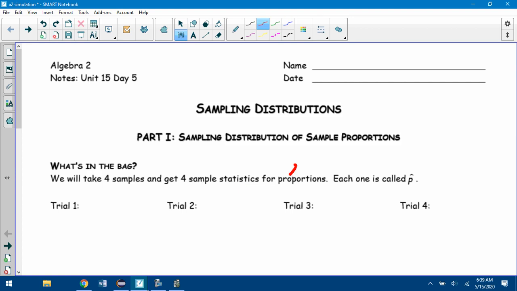Now when I say proportions, we're going to look at when I pick out these chips, the number of what I want over the total number drawn. So for example, if I am looking at, let's go with red, what proportion are red, I'm going to count how many reds I get out of the total number that I pick out of this bag. Each one is called P with this little thing over it. And this little thing has a very technical term. It's called hat. This is P hat.